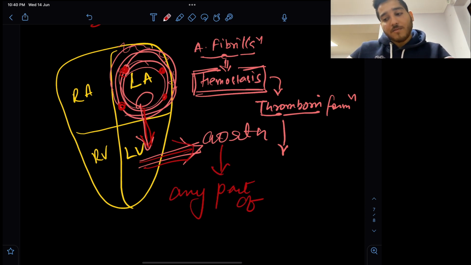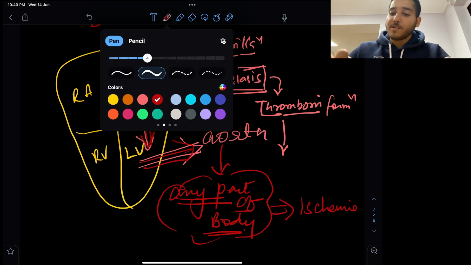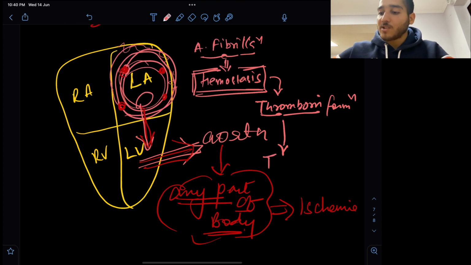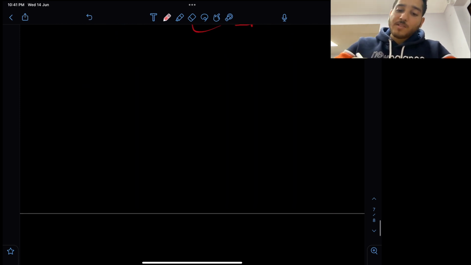Any part of the body getting blood supplied from the aorta, right? And they can cause ischemia over there. So what will happen to this thrombus? We call it thromboembolism. Thromboembolism. Understood? So, I'll explain it again.